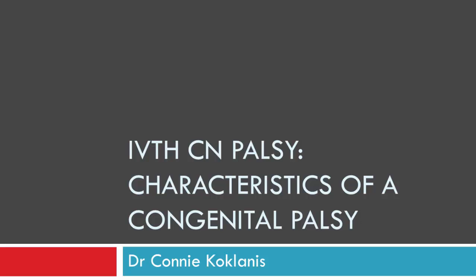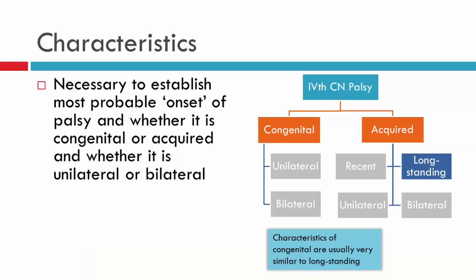long-standing fourth nerve palsy. So in the previous video, we focused on the patient who had an acquired neurogenic palsy or an acquired fourth nerve palsy, and one that was recent and unilateral. And so we discussed the characteristics we would expect in this patient. In this video, we're going to concentrate on the congenital patient and the long-standing fourth nerve palsy.